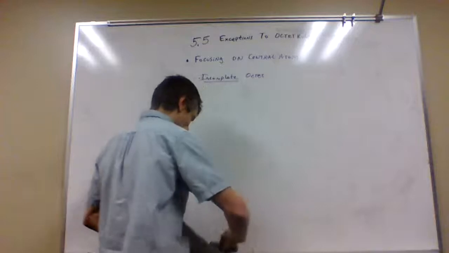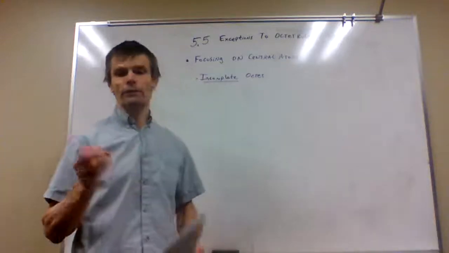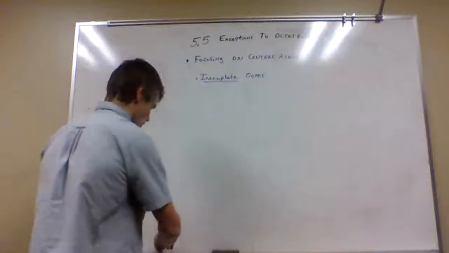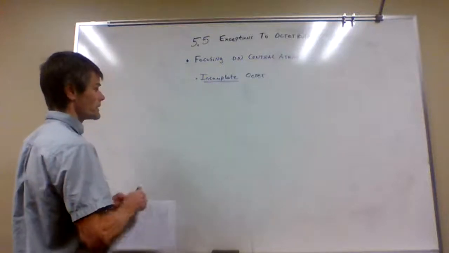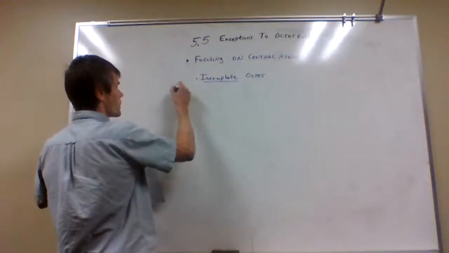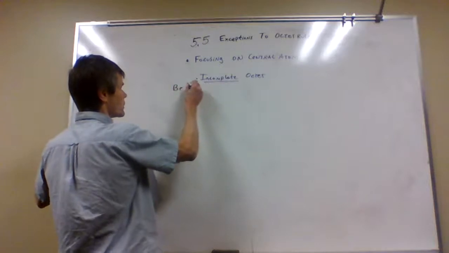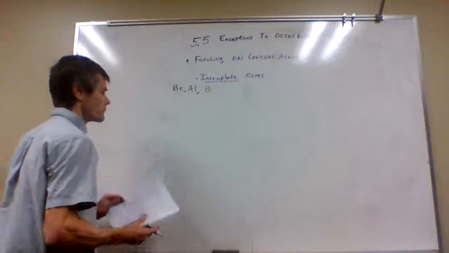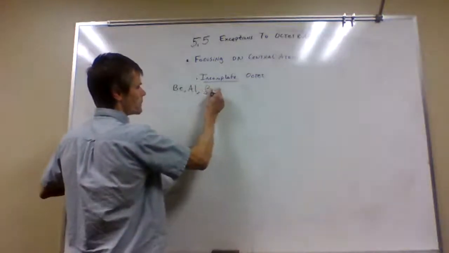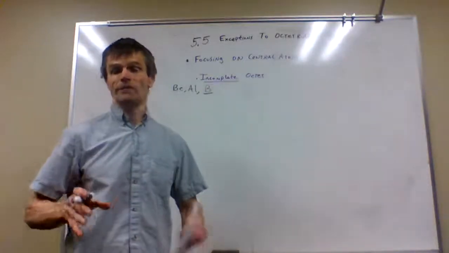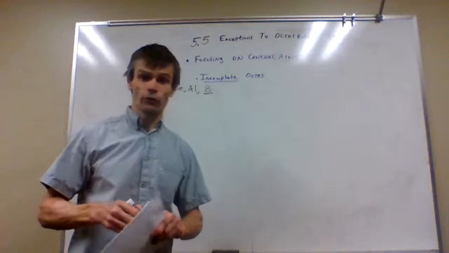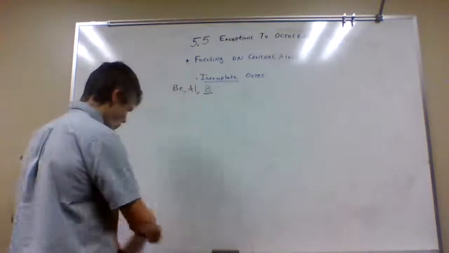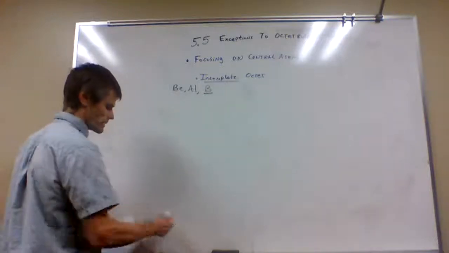Now, incomplete octet, there are only 3 atoms that I want you to know that can have an incomplete octet that we're going to study. These include beryllium, aluminum, and boron. And we're going to look at boron as a central atom as a specific example. The other 2, I'm just going to give them to you and you're going to memorize them. But the boron example I really like to discuss.